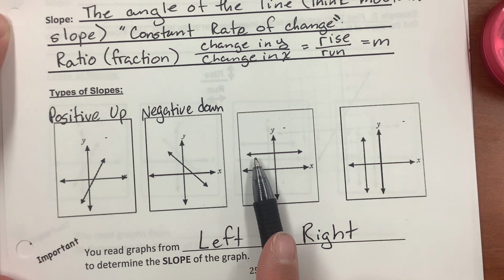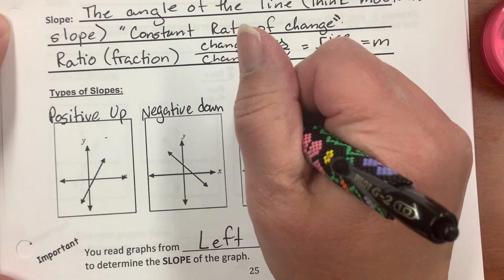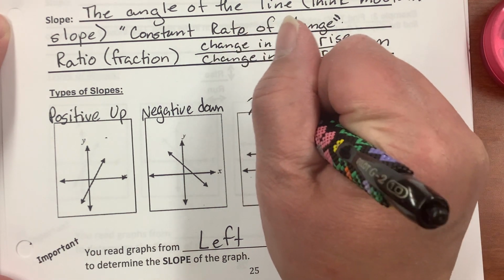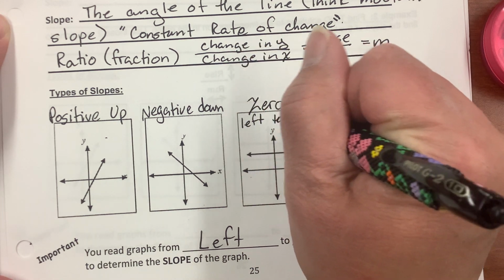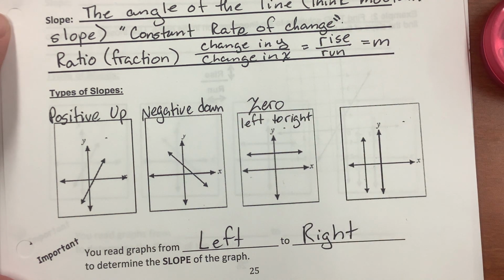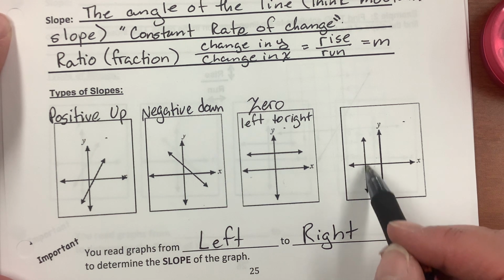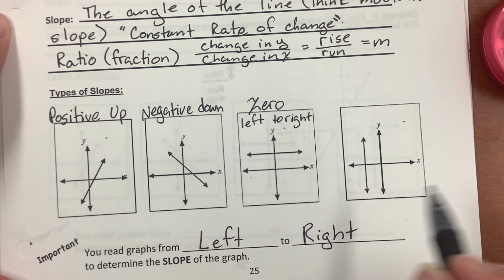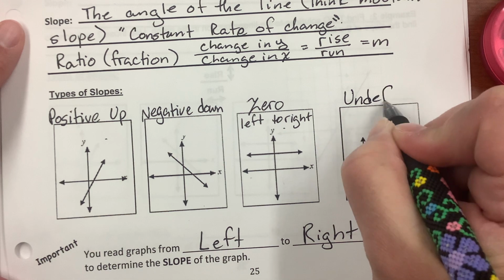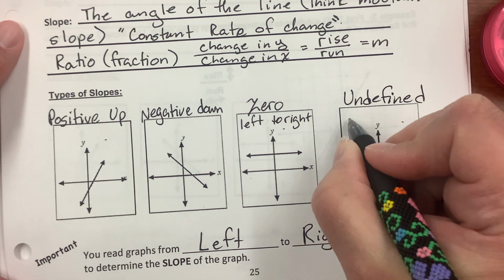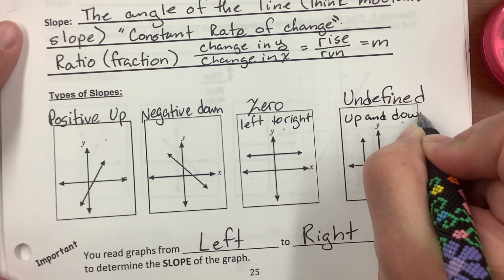Now, if I don't go up and I don't go down, I'm just staying flat and going left to right, that's a 0 slope. And that just goes left to right. It doesn't go up or down at all. But this one only goes up and down. Well, if you start at the bottom and you go up, it doesn't really go anywhere. That's undefined. And we'll talk about that in a little while. And that just goes up and down. Those are the types of slope you can have.